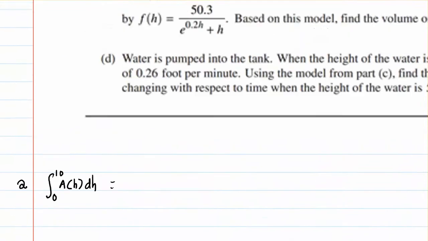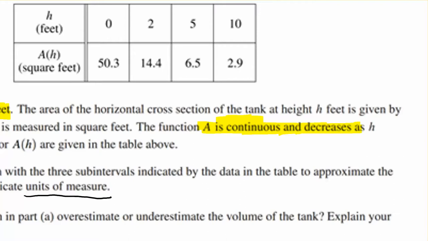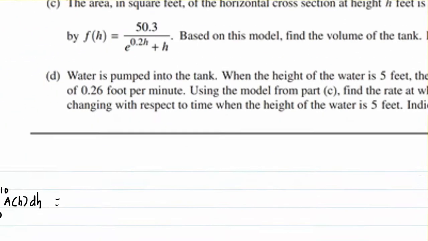So a left-hand Riemann sum is basically a poor man's way of finding the integral. So we're basically being asked to find the integral of a of h dh, using the table that we have above, but it's the left-hand Riemann sum. And so we're just going to do what we know how to do and take the first value, multiply it by the change in h, take the second value and multiply it by the change in h, and do the same thing for the third value.